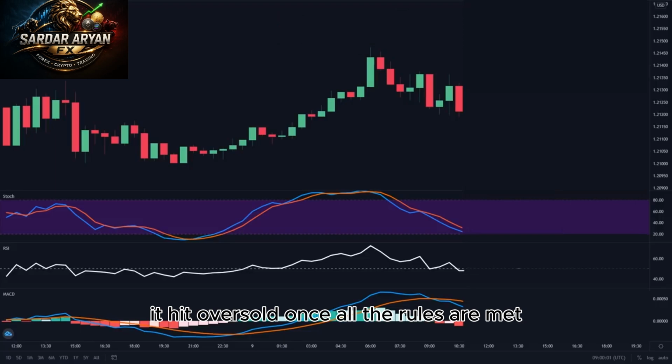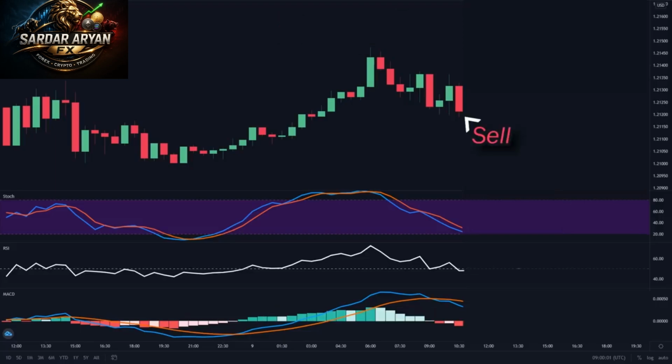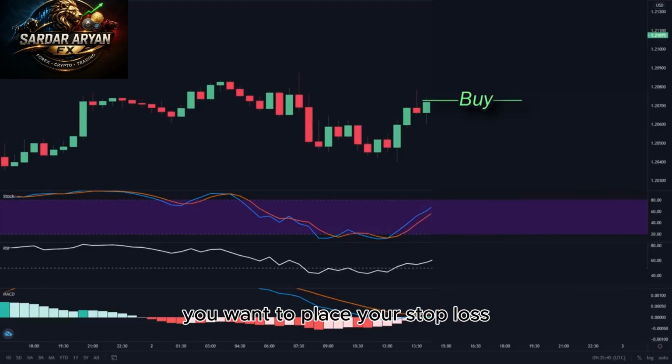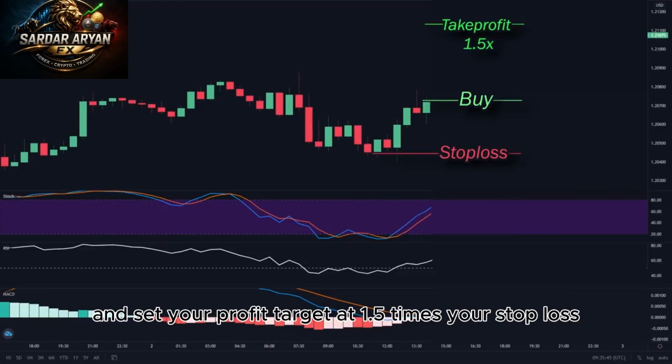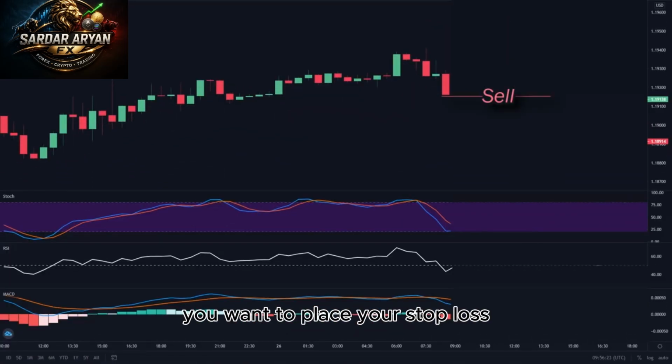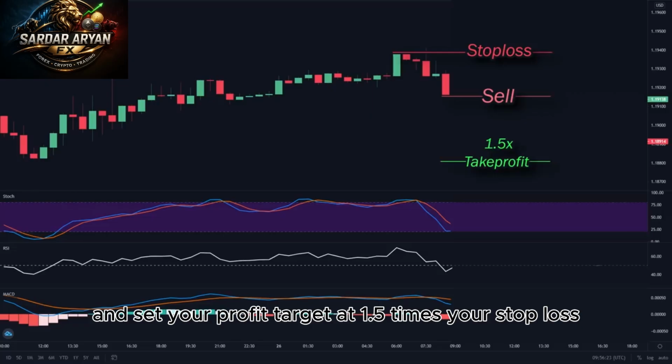Once all the rules are met, you take a sell position. Now for your exit strategy. If you took buy positions, you want to place your stop loss below the nearest swing low and set your profit target at 1.5 times your stop loss. Similarly, if you took sell positions, you want to place your stop loss above the nearest swing high and set your profit target at 1.5 times your stop loss.